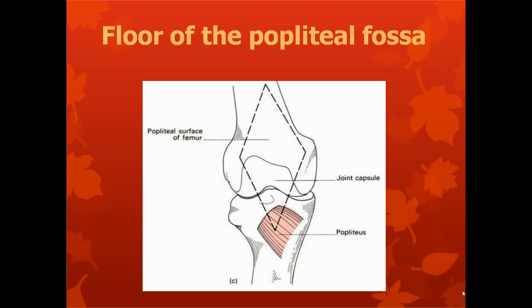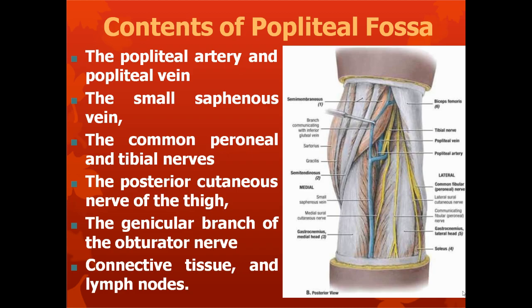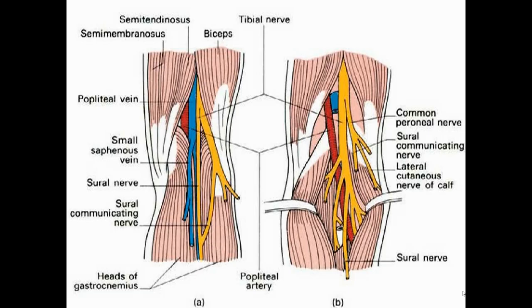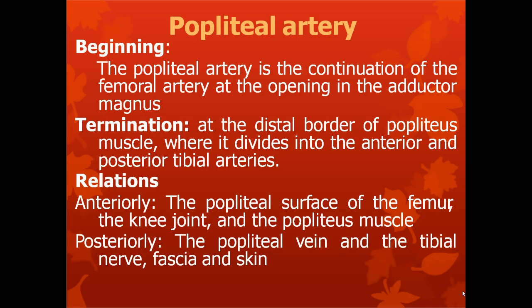Now we will see the floor of the popliteal fossa and we will see the contents of the popliteal fossa. The contents are the popliteal artery, popliteal vein, small saphenous vein, common peroneal and tibial nerves, posterior cutaneous nerve of the thigh, the genicular branch of the obturator nerve, connective tissue and lymph nodes. So these are the contents present in the popliteal fossa, and in this picture you can see more clearly what kind of contents are present.